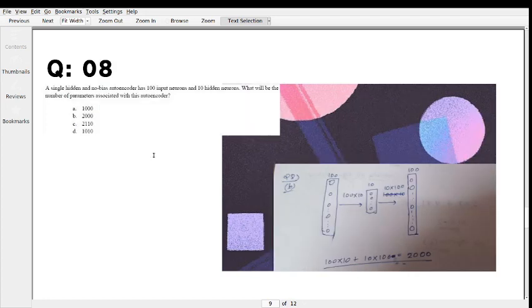Now in question 8, the single hidden layer, no bias autoencoder has 100 input neurons and 10 hidden neurons. What will be the number of parameters associated with it? First I will show you the structure of the autoencoders and decoders.